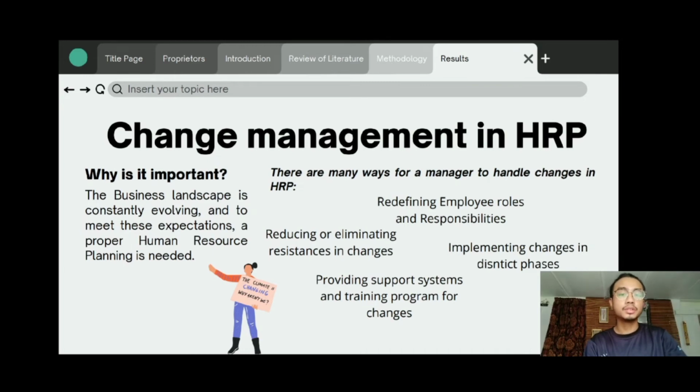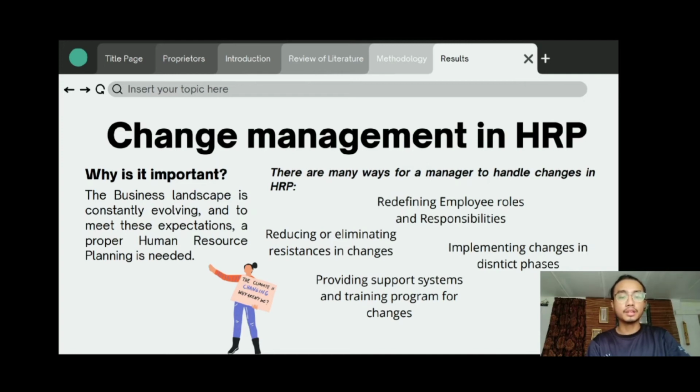Next is reducing or eliminating resistance to changes. Changes in the company can involve stress and fear among staff members. The best way to alleviate this issue is through communication, and it takes constant communication between HR managers and employees to receive feedback and solutions effectively.